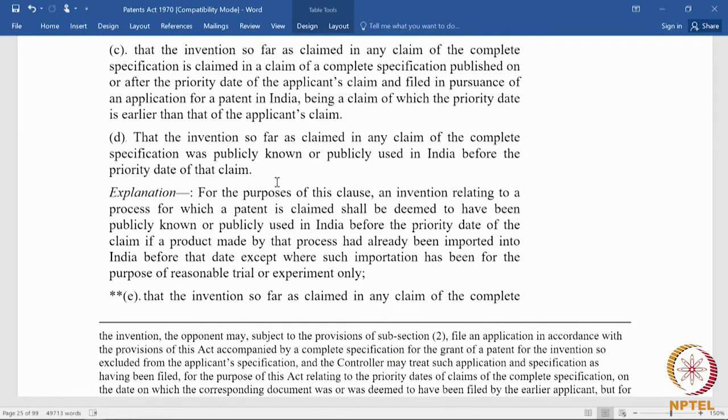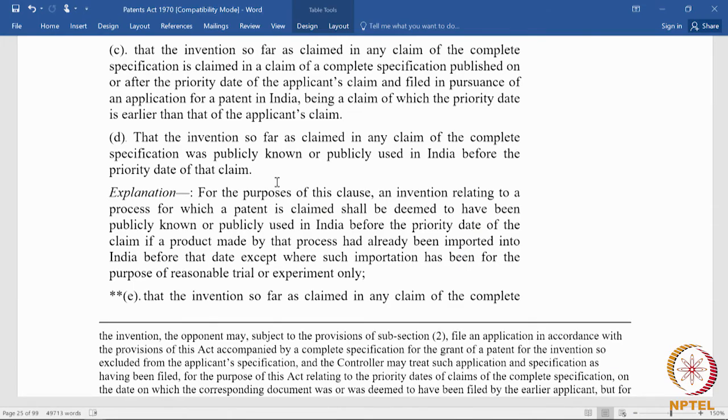whereas in B and C, we were looking at a complete specification in B and any other document in C, again a published document. So, in B and C all the documents that we had to compare or look at to determine anticipation were published documents, and it is easy to map a published document with a claim. D, however, covers something beyond published documents, something that was publicly known or publicly used.